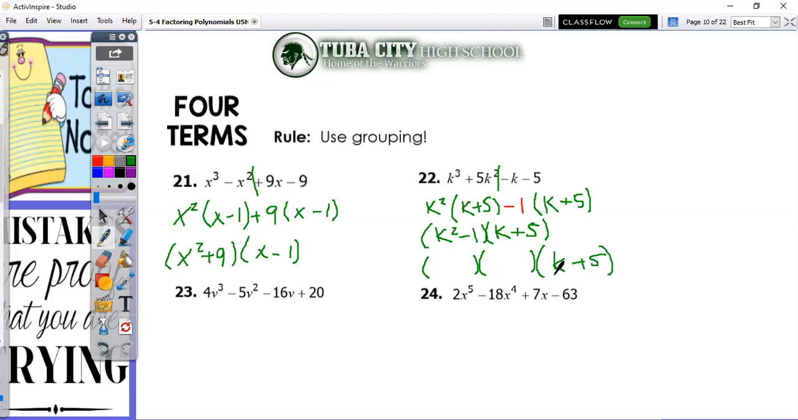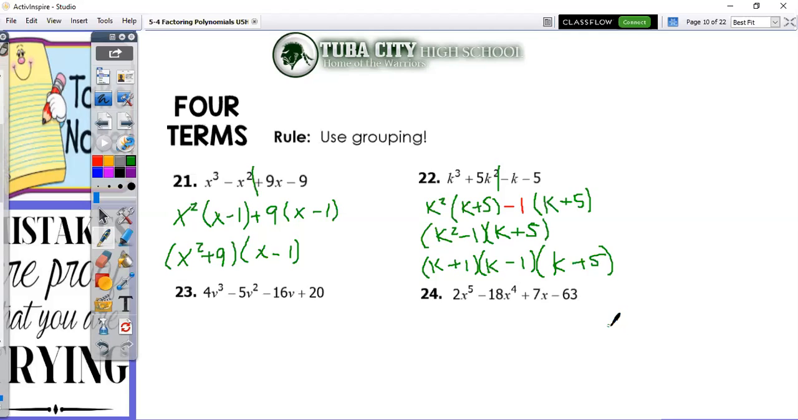So I'm going to move k plus 5 over here. And let's see, k, because I unsquare it, 1 is a square number, plus and minus. There you go, so that was the rule. And there you go, so we have it completely factored. Let's go ahead and move on to number 23.